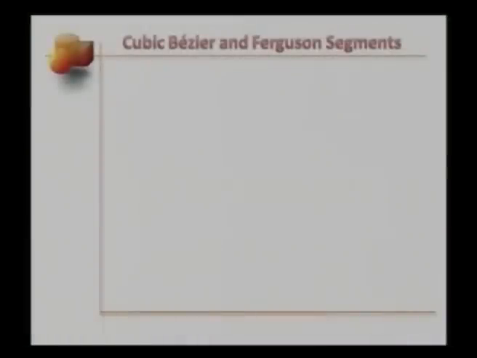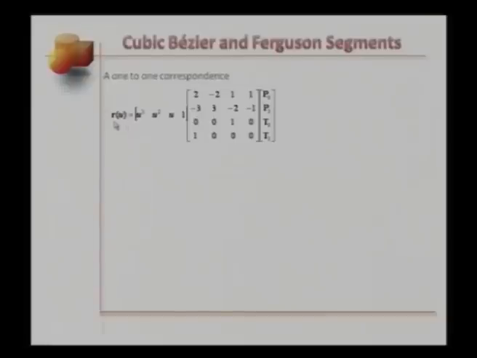But before we get into composite and rational Bézier curves, let's try to relate cubic Bézier curves with cubic Ferguson segments. There is a one-to-one correspondence between these two segments. For a Ferguson curve, the position vector is given by this 1 by 4 matrix of u cubed, u squared, u, 1, the Ferguson coefficient matrix, which is of size 4 by 4, and the geometric matrix. Here you have the first point, the second point, the first slope, and the second slope.